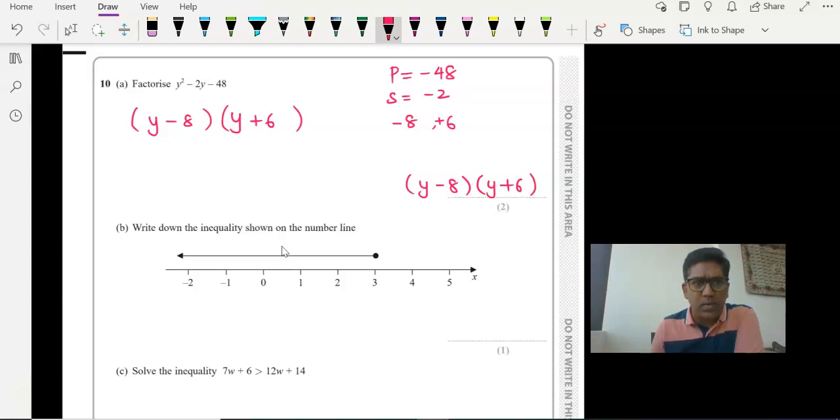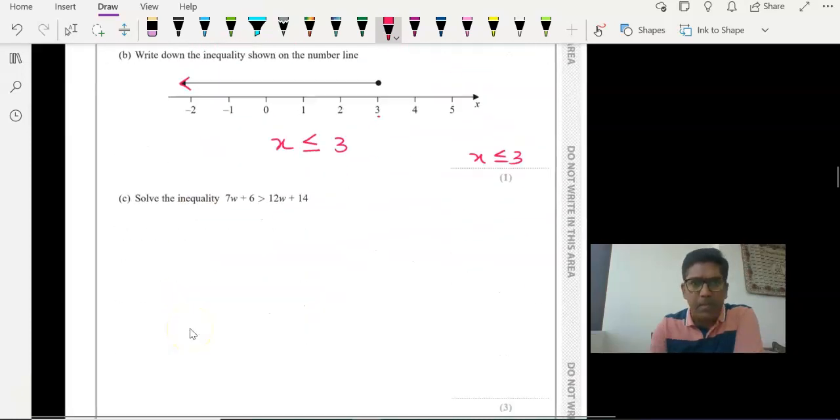Next one, write down the inequality shown on the number line. So you can see it is starting from 3 towards the left. So write your variable x, write 3. Since it is shaded, it will be equal to, and it is towards the left, so it is less. So it is less than or equal to because the circle is shaded. Also, this less than symbol you can get from the direction of the arrow. So your inequality will be x is less than or equal to 3.